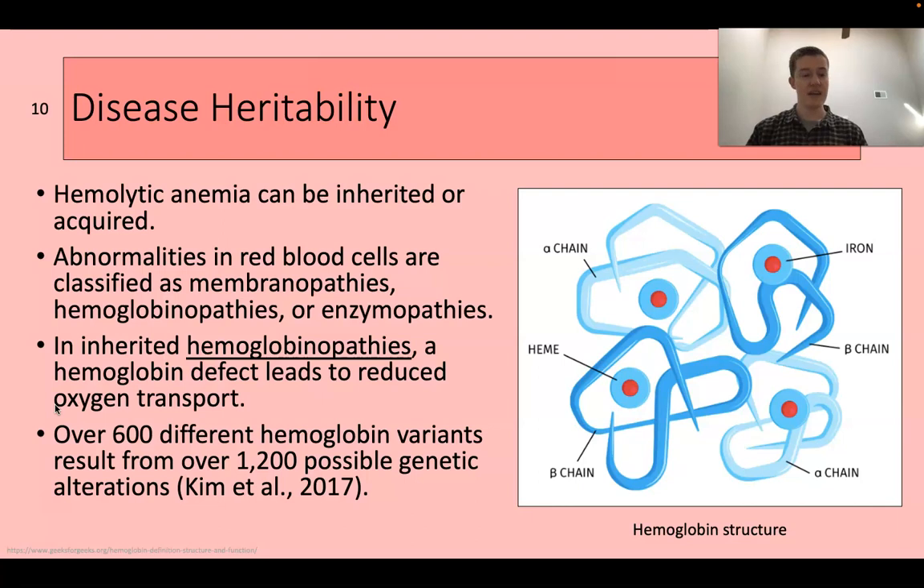So in inherited hemoglobinopathies, there is a defect in the structure of the hemoglobin molecule, which leads to reduced oxygen transportation. There are more than 600 different known hemoglobin variants that result from this disorder, which can stem from over 1,200 different known alterations in the human genome. Luckily, not everyone possessing this disorder actually shows symptoms, but around 7% of the global population are carriers of hemoglobinopathies, interestingly.